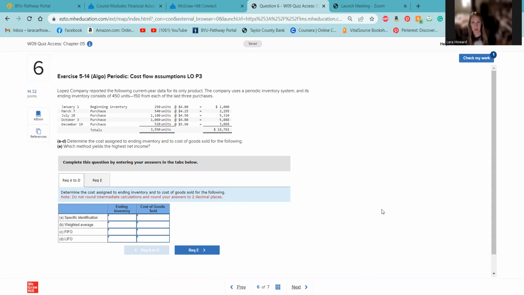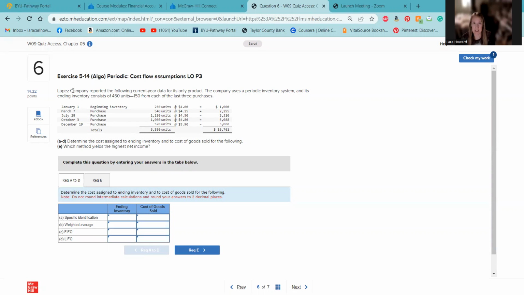This is talking about inventory and how we get the ending inventory and the cost of goods sold. So let's get started. We're going to start with the specific identification, getting the ending inventory.